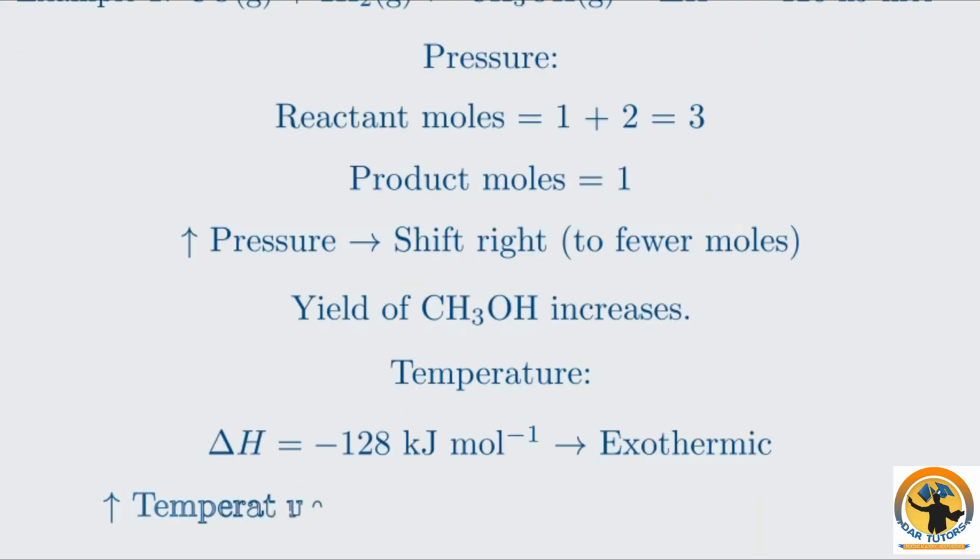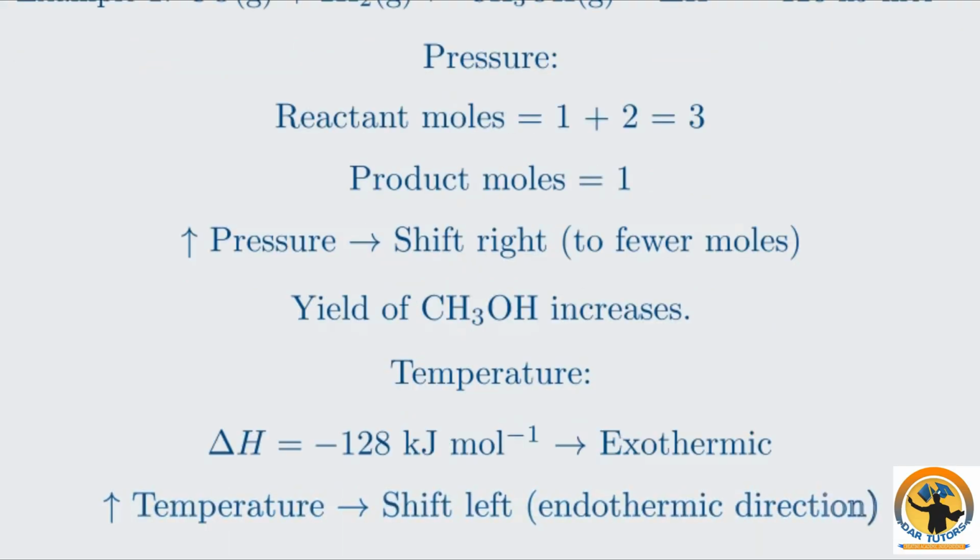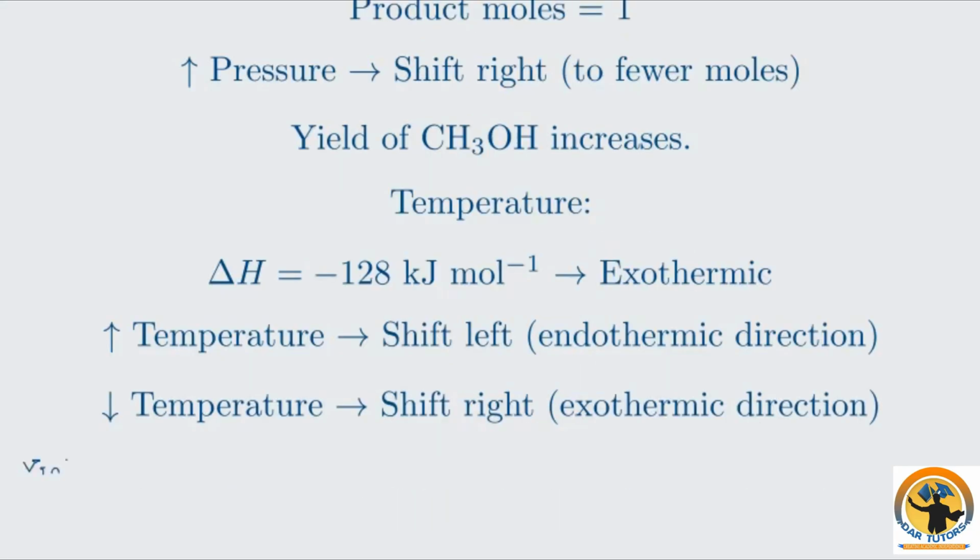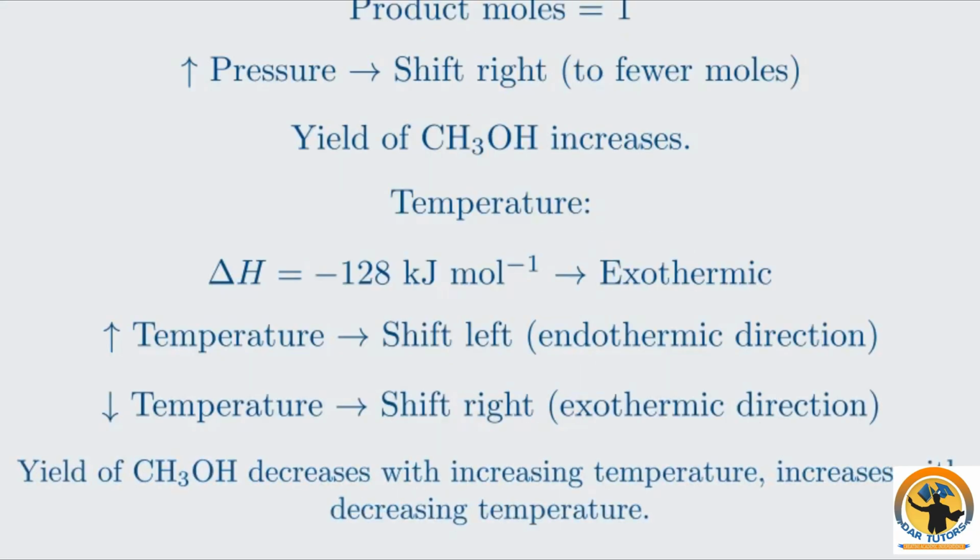An increase in temperature would cause the equilibrium to shift to the left, decreasing the yield. Conversely, a decrease in temperature would shift the equilibrium to the right, increasing the yield. Let's look at another example involving an aqueous equilibrium.